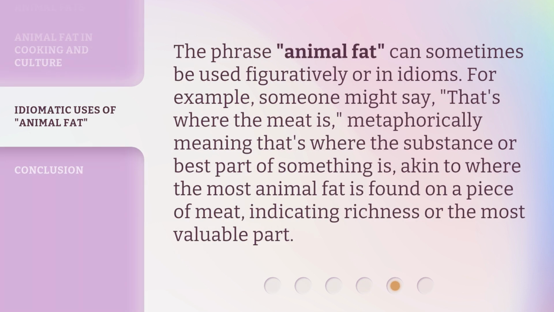The phrase, animal fat, can sometimes be used figuratively or in idioms. For example, someone might say, "That's where the meat is," metaphorically meaning that's where the substance or best part of something is, akin to where the most animal fat is found on a piece of meat, indicating richness or the most valuable part.